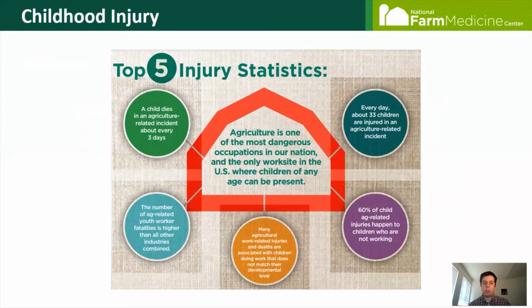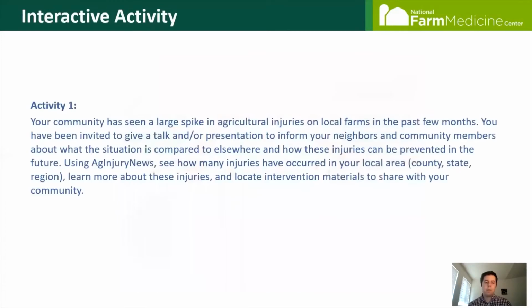And so we here with Ag Injury News want to make sure that we can collect as much information as possible to inform our prevention as best as possible so that we can prevent these in the future and bring that number way, way, way down as close to zero as we can get it. So I'm going to walk through an interactive activity with you today about using Ag Injury News to inform some local community decisions. Let's say in this scenario that your community has seen a spike in agricultural injuries and you've been asked or you've volunteered to get more information to see how this can be prevented in the future and hopefully move everyone into action to do something about this.